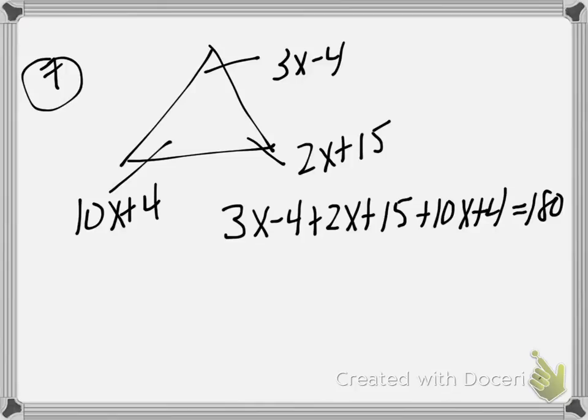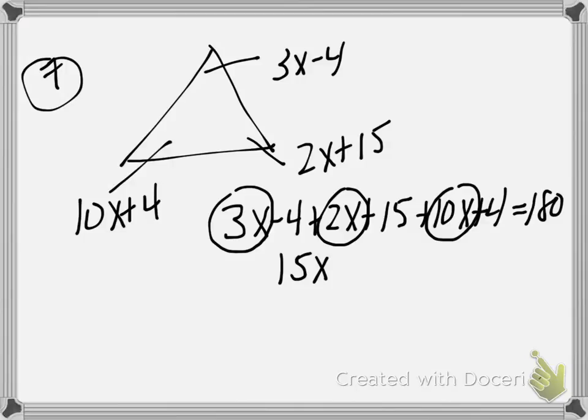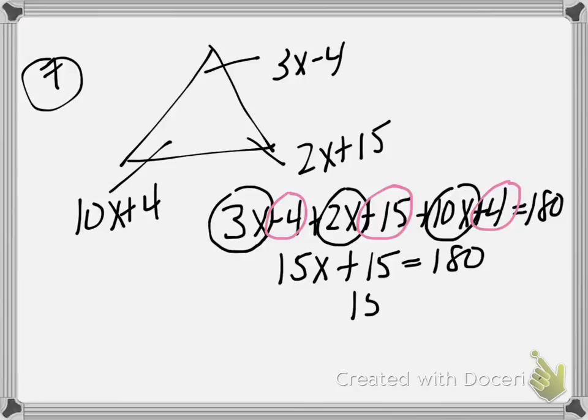So if you combine like terms, you have 3x, and 2x is 5x, plus 10x is 15x. Then, I'll do another color. Negative 4 plus 15 is 11, and 11 plus 4 is 15. Subtract 15 from both sides, and then divide by 15. Okay, so x is 11.